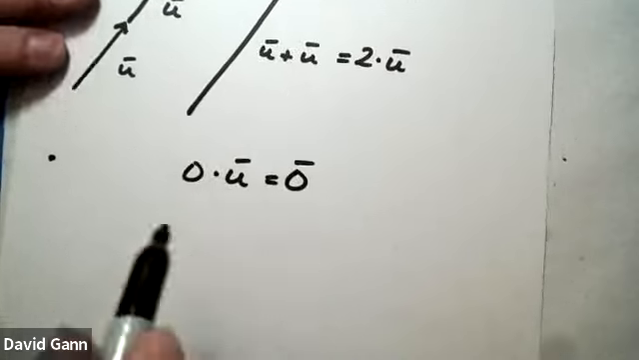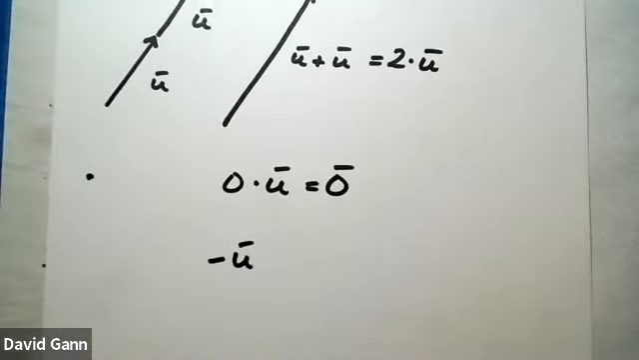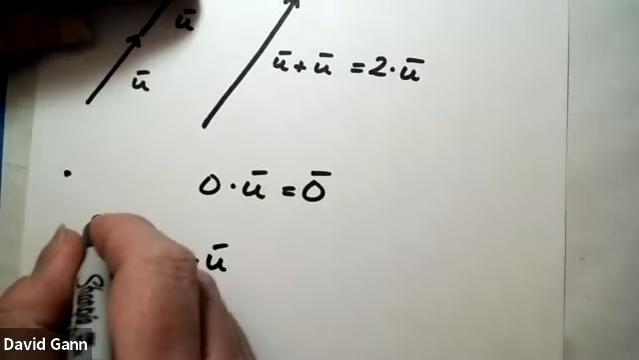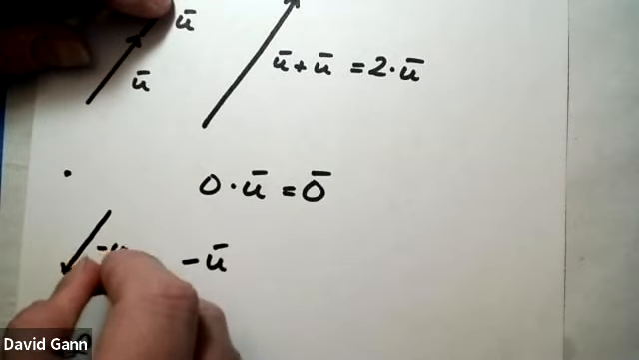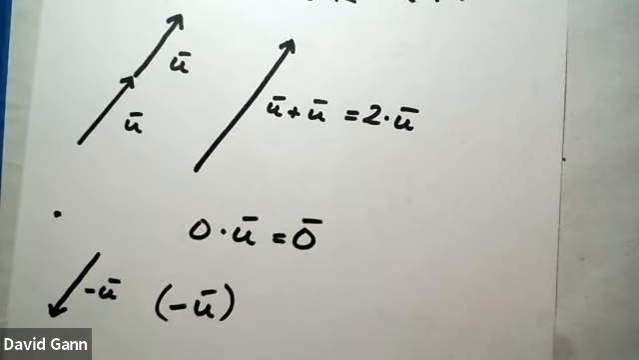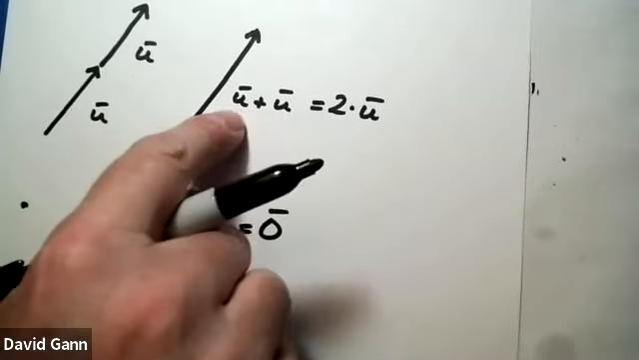So what would, say, minus u look like? Well, minus u turns out to be just like u, except in the opposite direction. So it's the same length, just 180 degrees off, right? And this is not to say subtraction. What this is really saying is this is -1 times u, right? So that if you had -2 times u, it'd be the reverse of this thing up here.